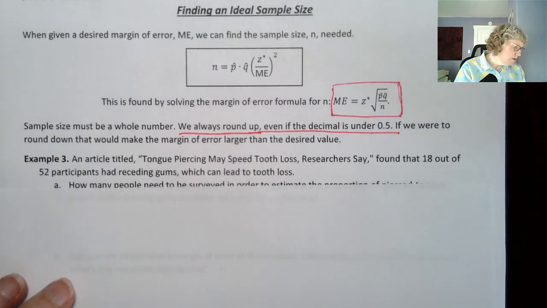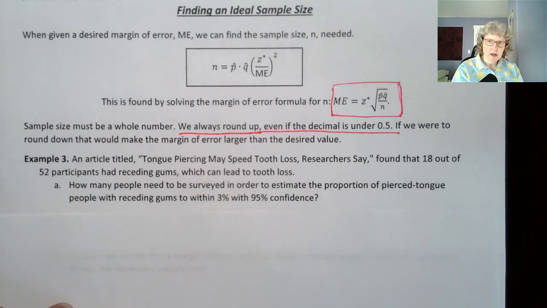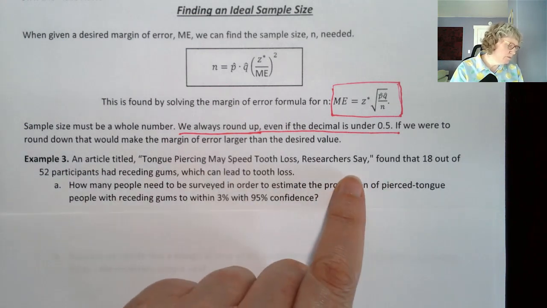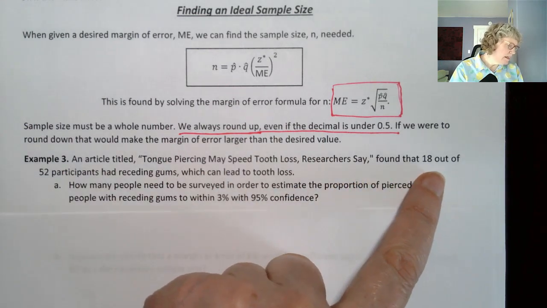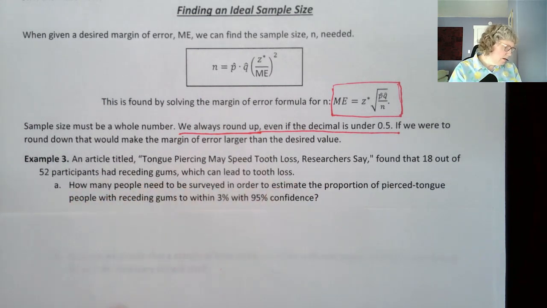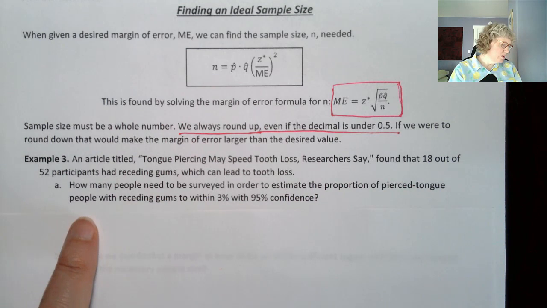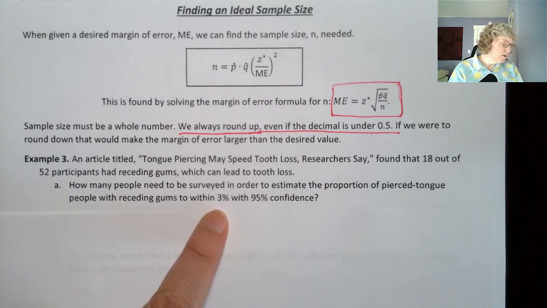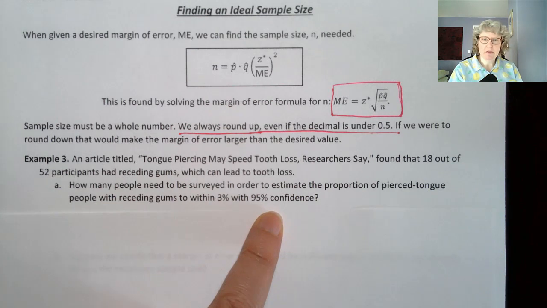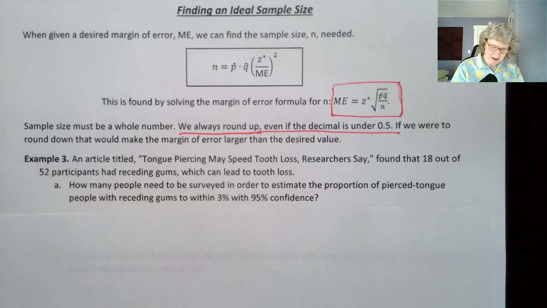Here's an example. An article titled "Tongue Piercing May Speed Tooth Loss." Researchers say, that's part of the title, they found that 18 out of 52 participants had receding gums, which can lead to tooth loss. How many people need to be surveyed in order to estimate the proportion of pierced tongue people with receding gums to within 3% with 95% confidence? Remember there's a difference between correlation and causation, because there could be other variables involved.